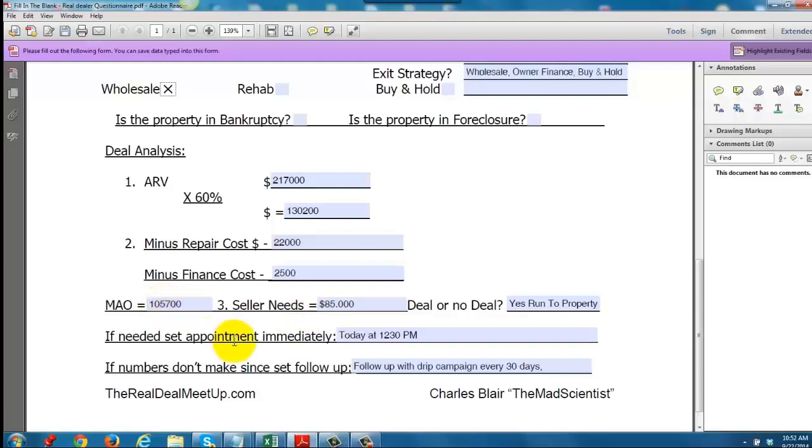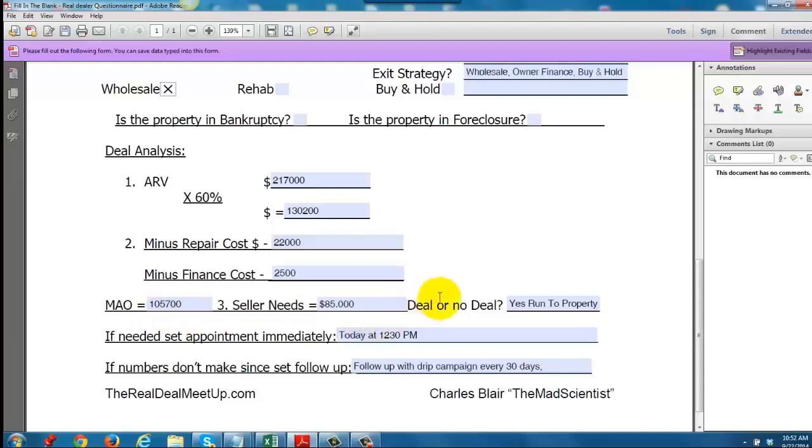So is this a good deal? Absolutely, this is a good deal, because we already know that the seller wants $85,000 and that the actual formula, the Mayo formula, which means the maximum allowable offer is $105,000, which means you have a $20,000 spread to play with in order for you to do this deal. And you could offer a full price offer to the seller and put it back out there to a rehabber at $105,000 and make $20,000 on this deal.